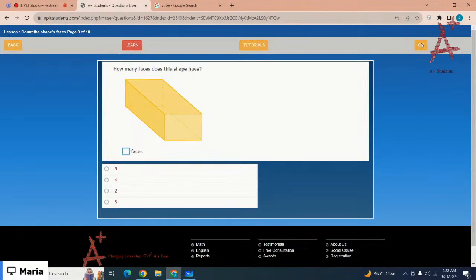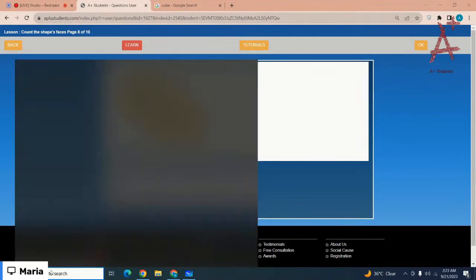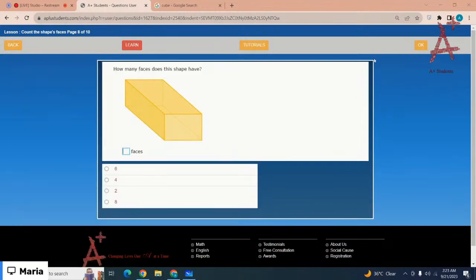No. This shape has six faces. Let's see how. You can see them in pair form, right? Go find a shoebox and just count the faces. That shape exactly matches the shoebox. So let's just see.